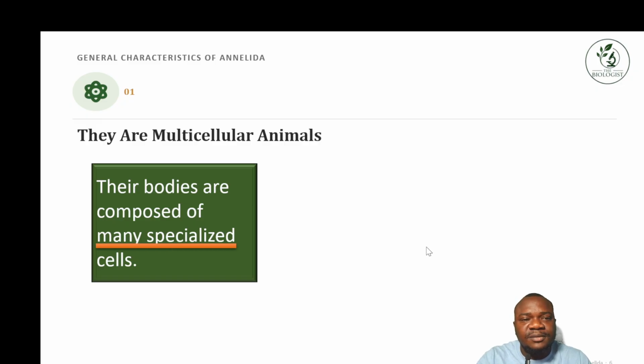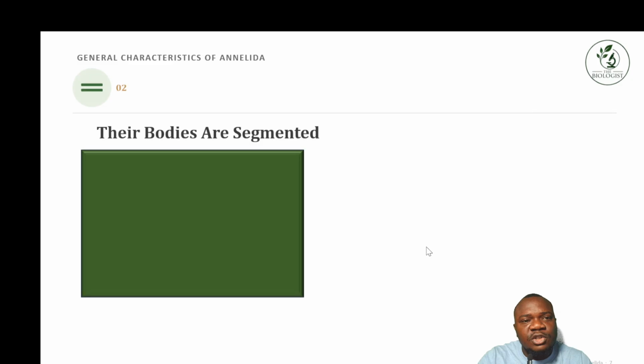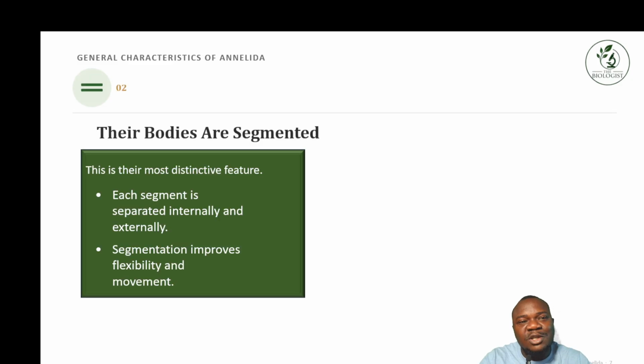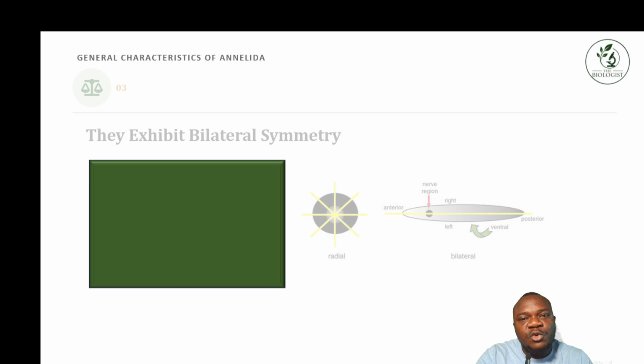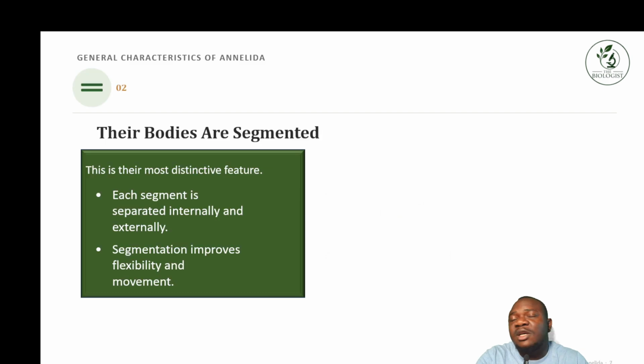The next one is that the body is segmented, which I've explained before. Each segment is separated internally and externally, and this segmentation improves flexibility and movement.